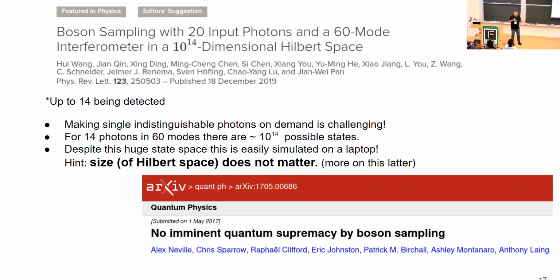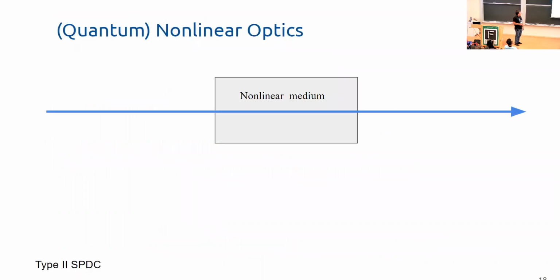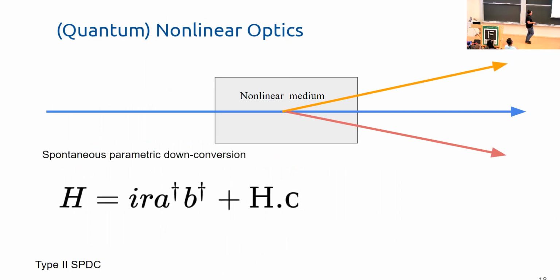So you want to figure out, okay, what can we do? One way to go about this is that there are other ways to prepare non-classical states of light. And one of the most well-known is to use quantum nonlinear optics. So there is this process called spontaneous parametric down conversion, where you send in a classical pump beam, which is the blue one. And then every now and then, one of the blue photons is split into two photons. And you can think of this as being mediated by this Hamiltonian, where r is the blue and a and b are the orange and red.